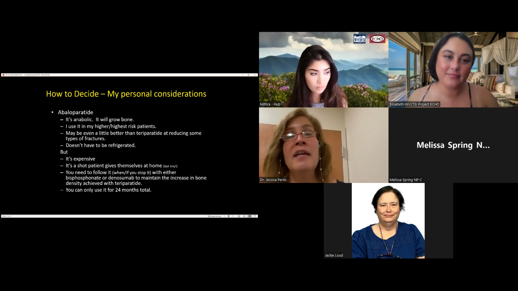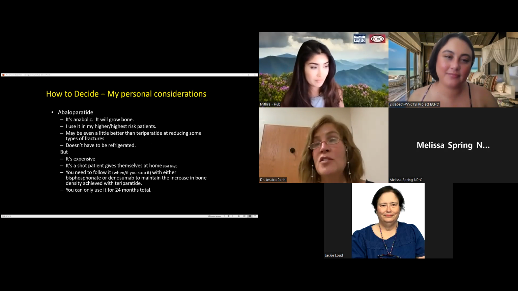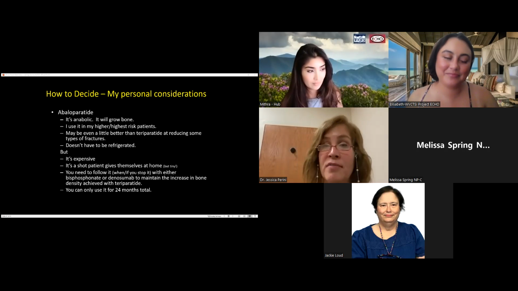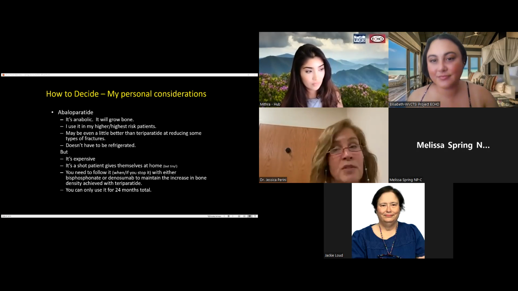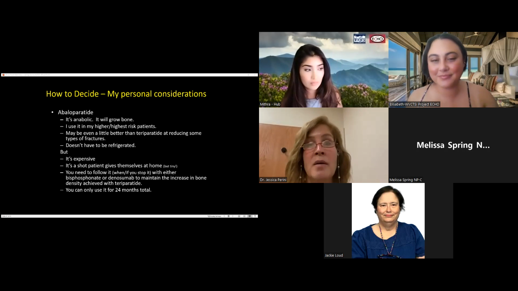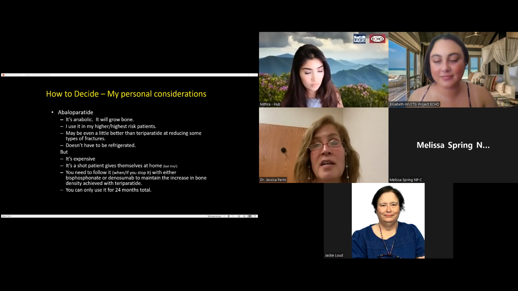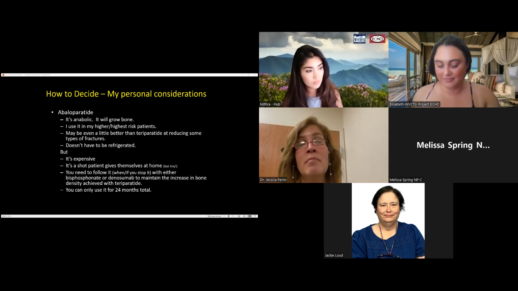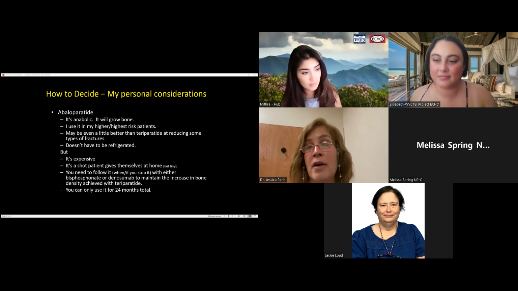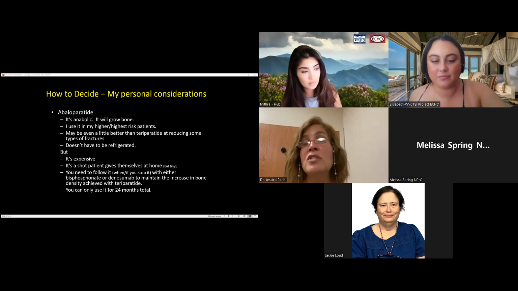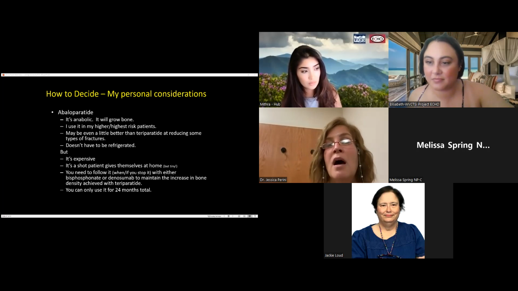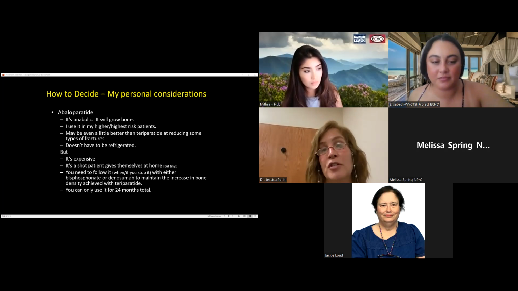Abaloparatide, it is newer, so I haven't used it as much, although I've used it a lot, and it works very well. It's another anabolic agent. It grows bones. It is used in the same patient group that the teriparatide is used for. And in the data, it may even be a little better than that other anabolic agent at reducing certain types of fractures. And it doesn't have to be refrigerated.